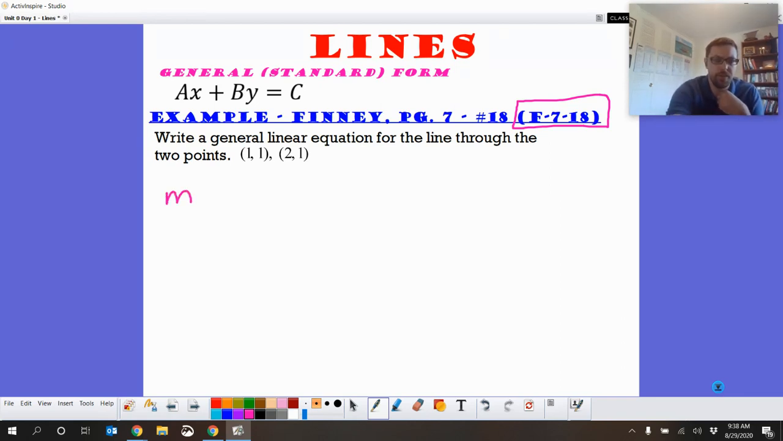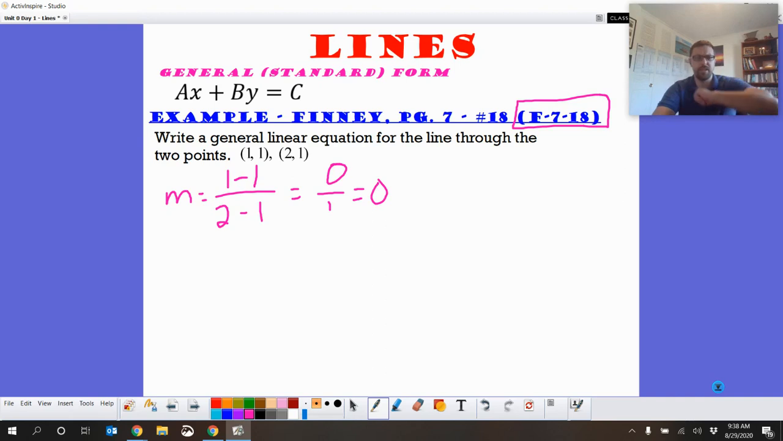So our slope of this thing is going to be (1 minus 1) over (2 minus 1). So that's 0 over 1. So my slope is just 0. That's just one of those horizontal lines. Since my slope is 0, I know it's just going to have a y value. So I know A, in some sense, is going to be 0 because there's going to be no x term on this thing. It's never going to cross the x-axis.